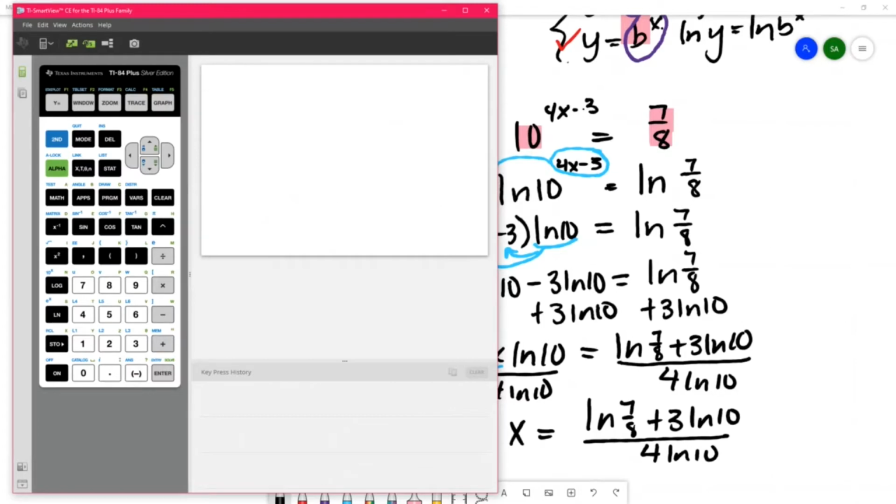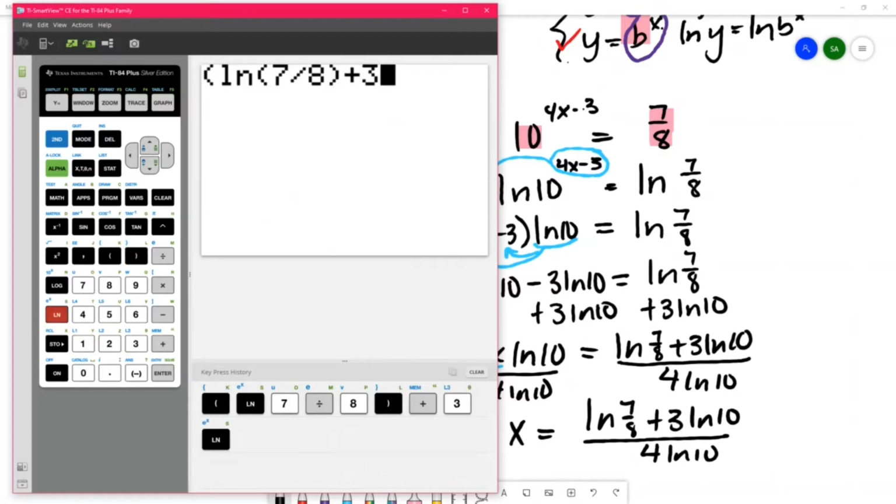And I'm going to put parentheses around my whole numerator because there's multiple terms and we need to help the calculator know what order to do the operations in. So that big fraction bar is a natural grouping of the whole numerator. So we're going to put the grouping symbols around the numerator to make sure the calculator knows. So we have natural log of 7/8 plus 3 natural log of 10. We need to close parentheses for the numerator.